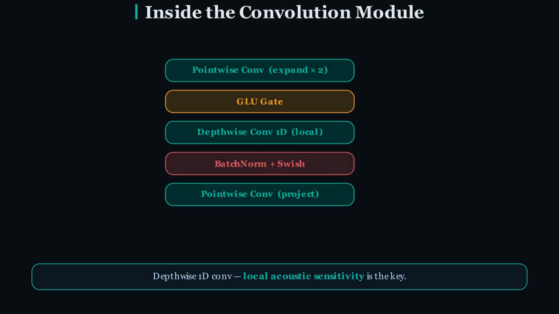Inside the convolution module. Pointwise expansion. GLU gating. One-dimensional depthwise convolution across time. This is what gives the conformer its local acoustic sensitivity. Batch norm and swish follow, then projecting back to the original dimension.